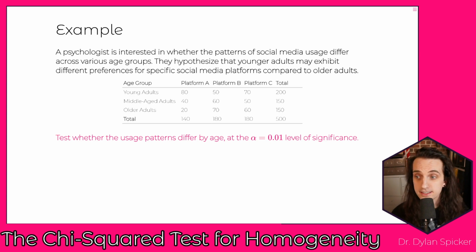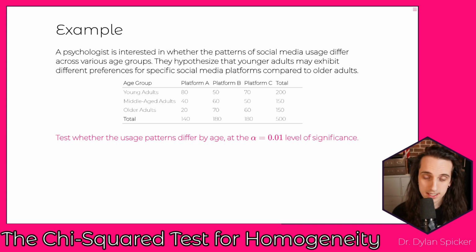Take a look at a second example here. In this example, a psychologist is interested in whether the patterns of social media usage differ across the various age groups. They hypothesize that younger adults may exhibit different preferences for specific social media platforms compared to older adults. And so once again, we divide up our population into young adults, middle-aged adults, and older adults. And then we have this ranking as to which platform is their primary social media platform, platform A, platform B, or platform C.